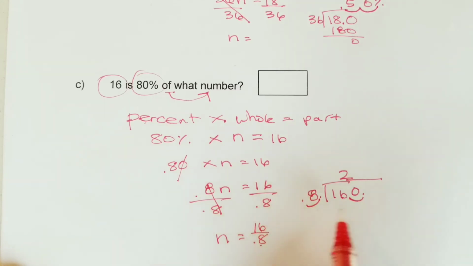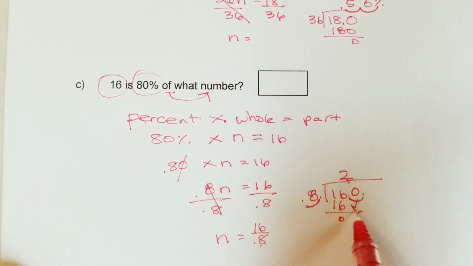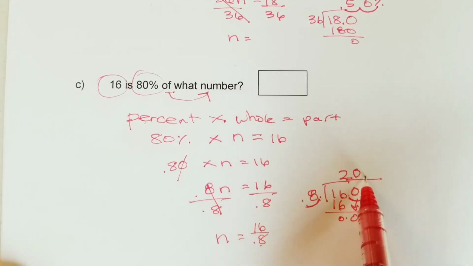16 divided by 0.8. And then my decimal is here, so I move it over 1 because you can't have a decimal in your divisor. So I found my whole number of 16. My decimal is here. I move it over 1. And then 8 can go into 16 2 times. And then bring down my 0. And 8 goes into 0 0 times. My decimal is right here. So just make sure you keep that decimal in the right spot.